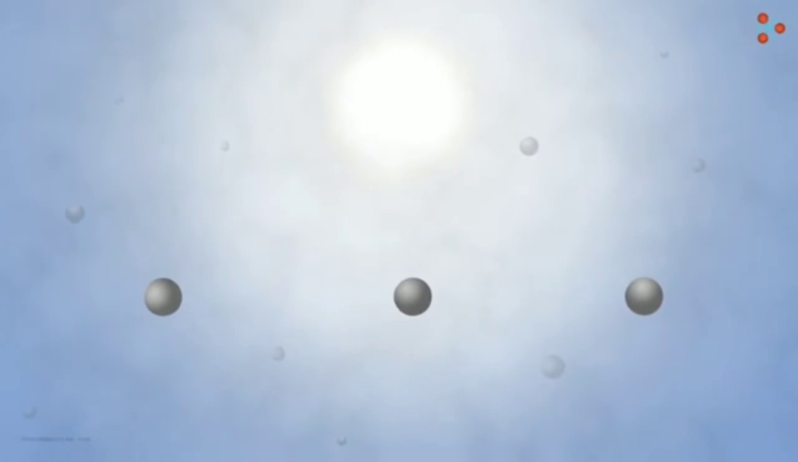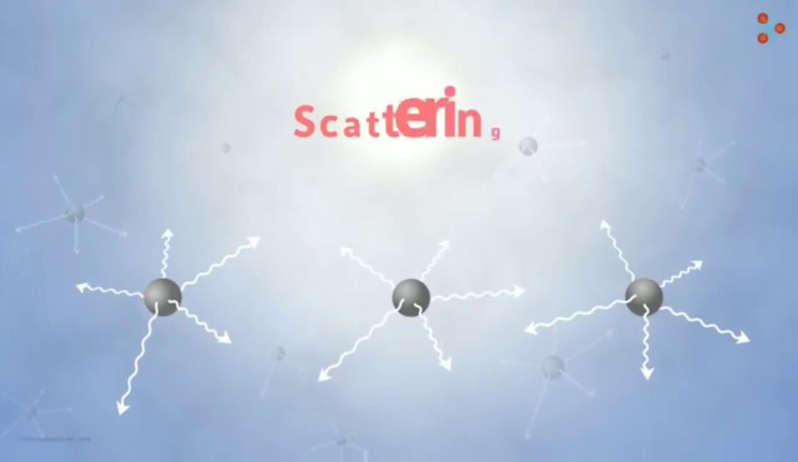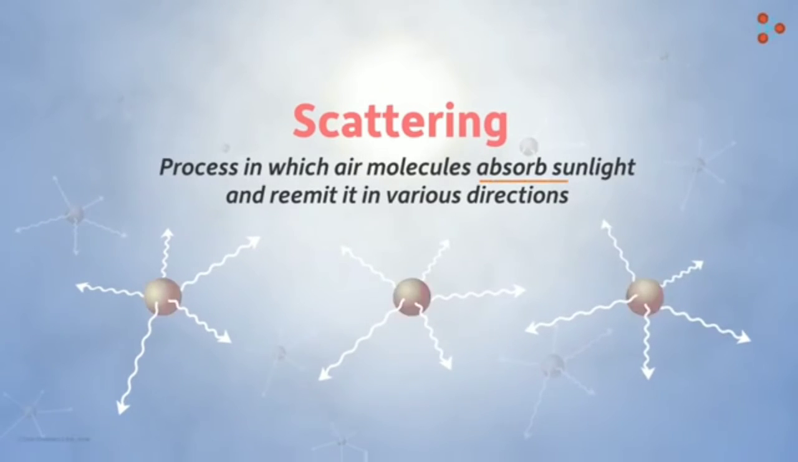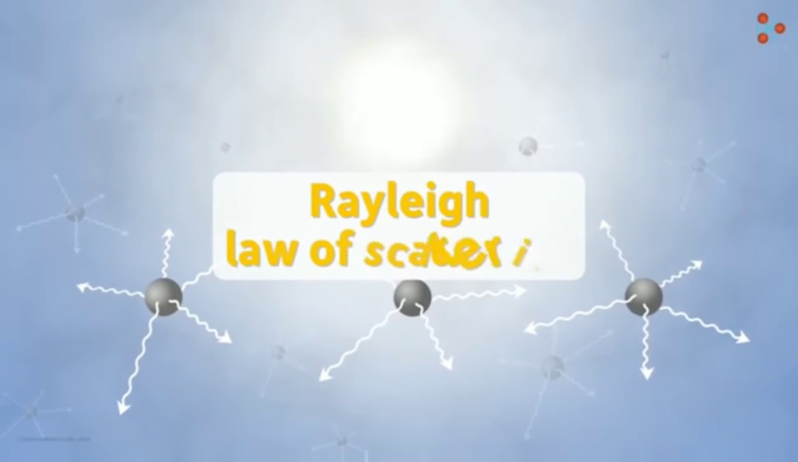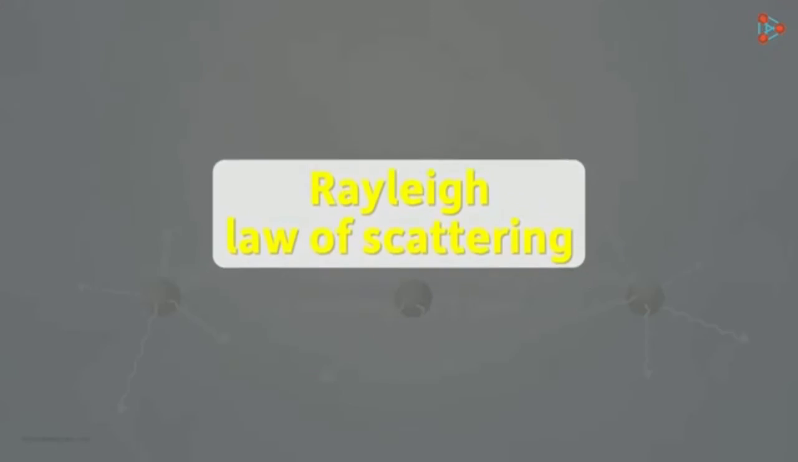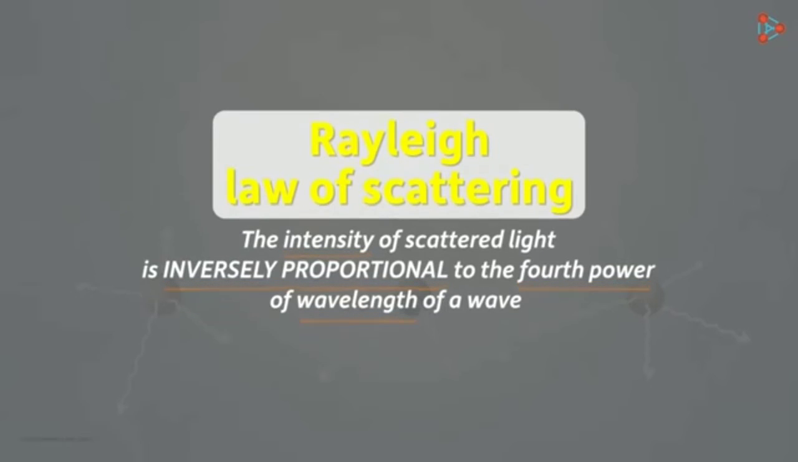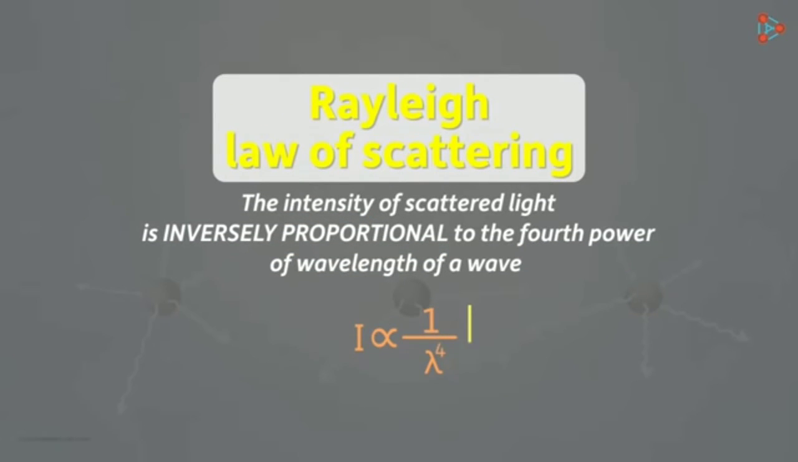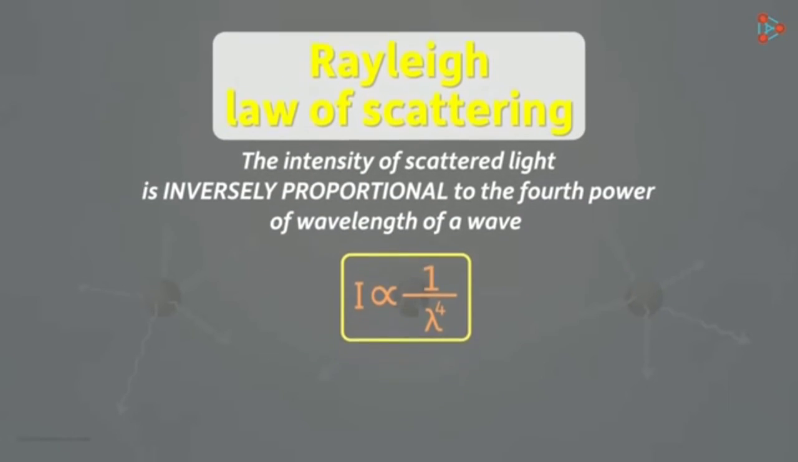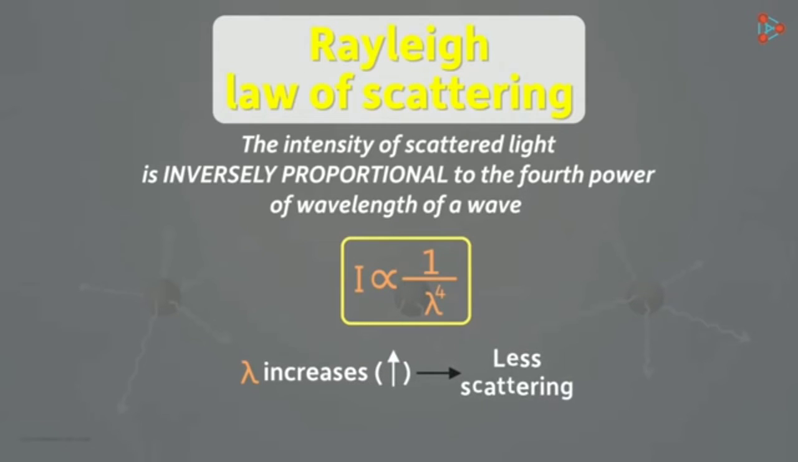When sunlight strikes these molecules, it gets scattered. Scattering is a process in which the light is absorbed by the atoms and re-emitted back in various directions. However, not all the light is scattered equally. The amount of light that will be scattered is given by the Rayleigh law of scattering. It says that the amount of scattered light, or the intensity of the scattered light, is inversely proportional to the fourth power of the wavelength of a wave. I is inversely proportional to lambda to the fourth power. If the value of lambda increases, then the intensity will be lower.